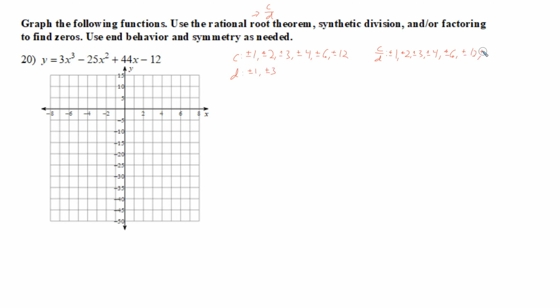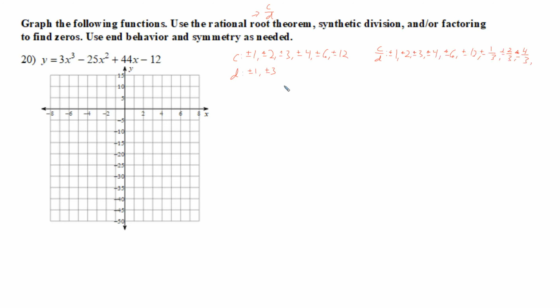So plus or minus 1/3, plus or minus 2/3, plus or minus 3/3. Well, that's 1, so we don't have to write that again. Plus or minus 4/3, plus or minus 6/3. 6/3 is 2. We already have 2, we don't have to repeat it. And plus or minus 12/3 is 4, and we already have that, so we don't have to repeat it. So these were all supposed to be plus or minus signs, and those are all of our possibilities.